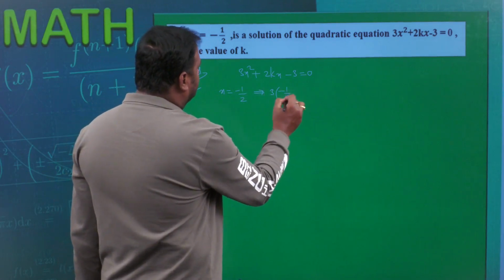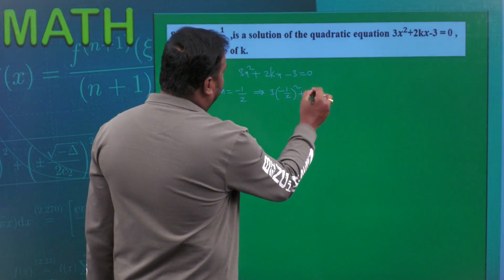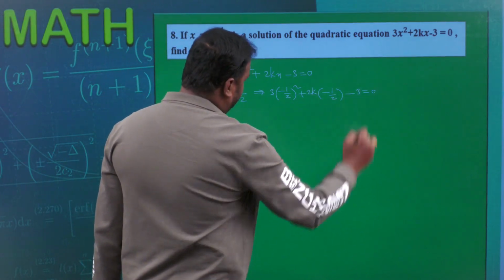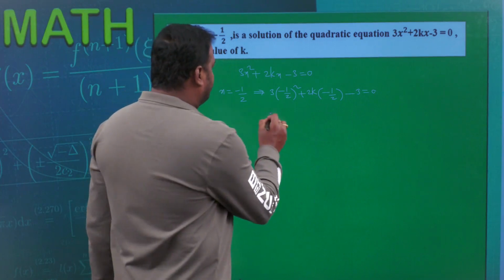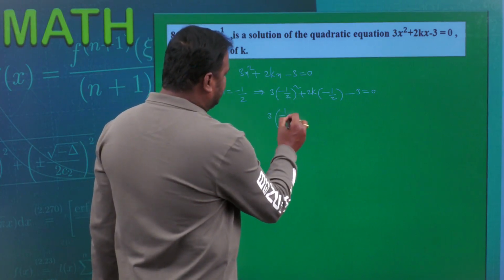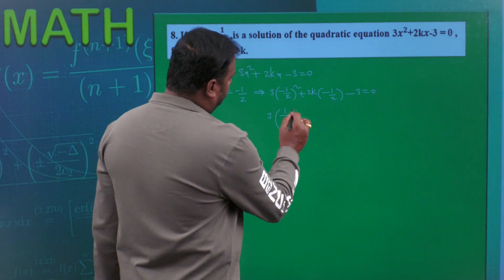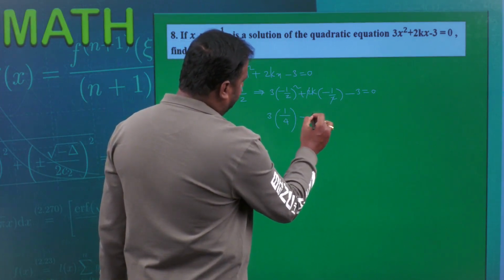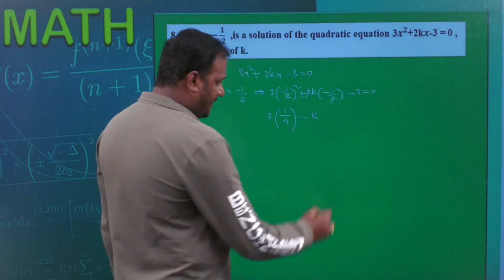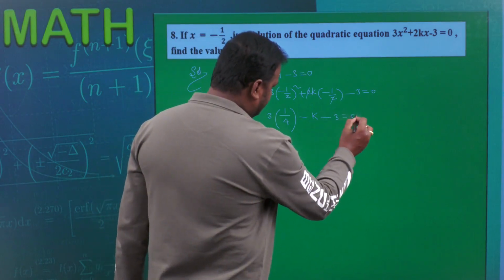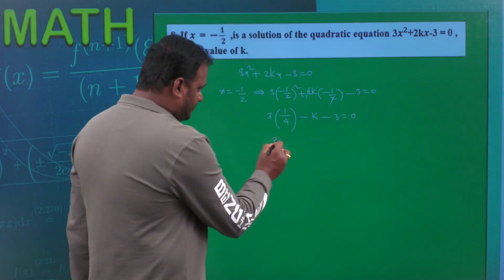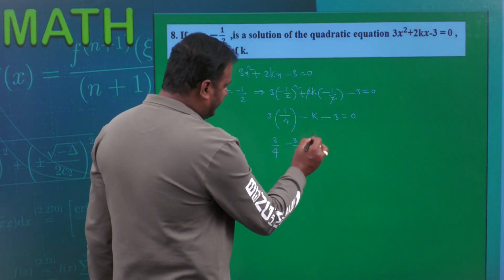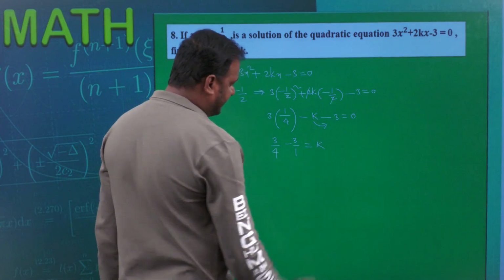3 into minus 1 by 2 whole square plus 2k into minus 1 by 2 minus 3 is equal to 0. So it would be 3 into, minus square is equal to plus, and 2 square equal to 4. Plus into minus equal to minus. 2 gets cancelled. k into minus 1 is minus k. Minus 3 is equal to 0. 3 into 1 by 4 is equal to 3 by 4, and writing minus 3 here, minus 3 by 1, and transposing minus k, it would be plus k.